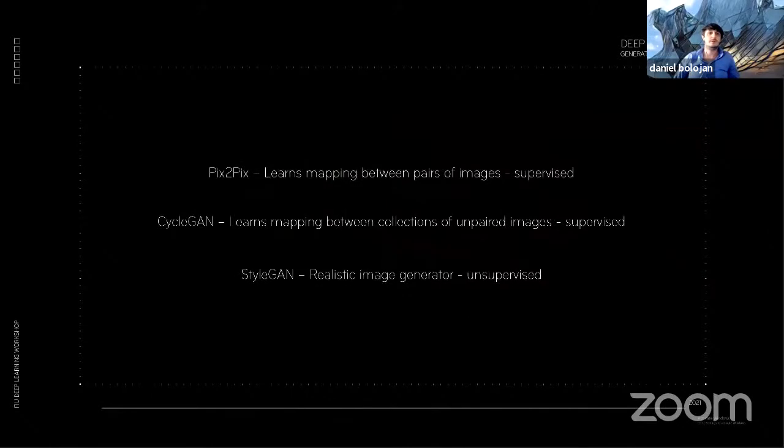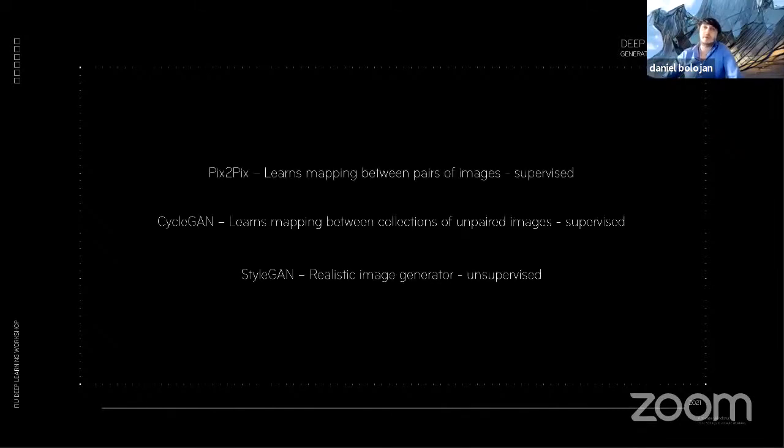Okay, so the first network that we are going to operate with, and one of the first networks that showed really promising results from this GAN family, was Pix2Pix. What Pix2Pix is, it's a network that learns mapping between pairs of images, which is a supervised learning process. I'm just going to explain that in a second.